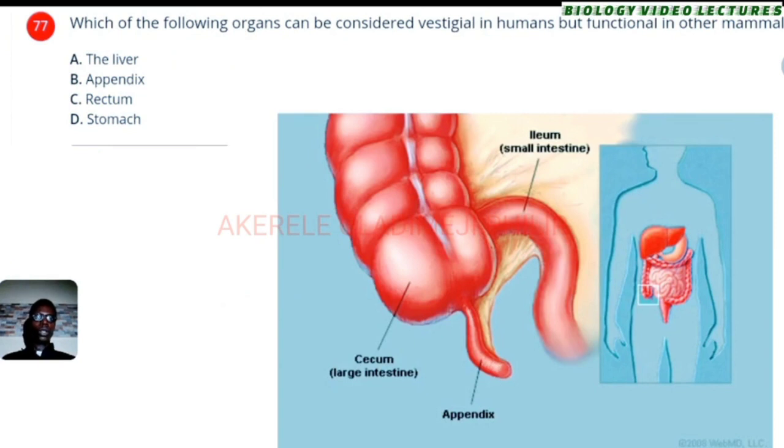Now, which of the following organs can be considered vestigial in humans but functional in other animals? Well, in humans, this is the appendix, which if it is inflamed, we say somebody has appendicitis. It's vestigial, which means it's a remnant of an evolutionary structure. It doesn't have any use. When you remove it, you're still as good in your life. It doesn't do anything in humans, really.